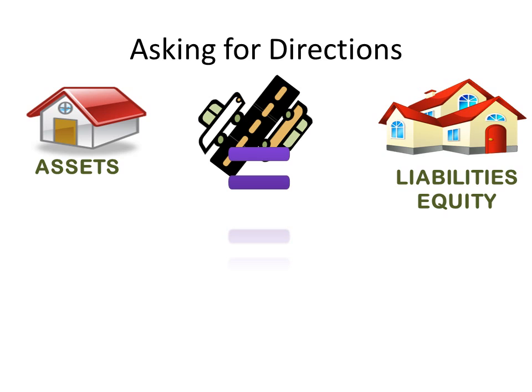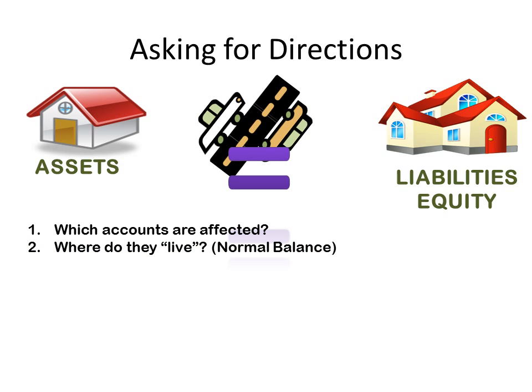So here's how we ask for directions. If you're given a set of information, how do we record this into the accounting records? It's what's referred to as a journal entry, but I'm going to refer to it as navigating and getting directions. We have to ask some questions. First, we need to know which accounts are affected. Then we need to know where do they live.